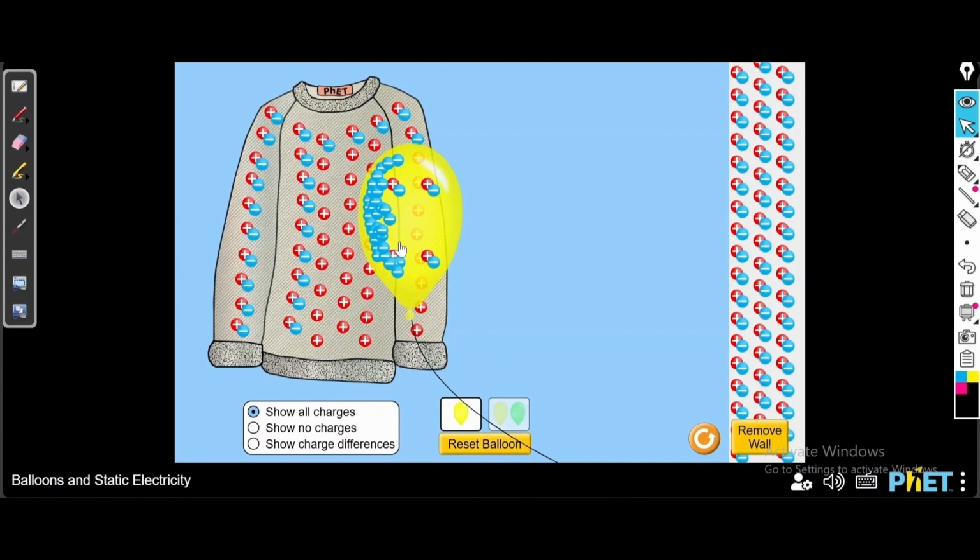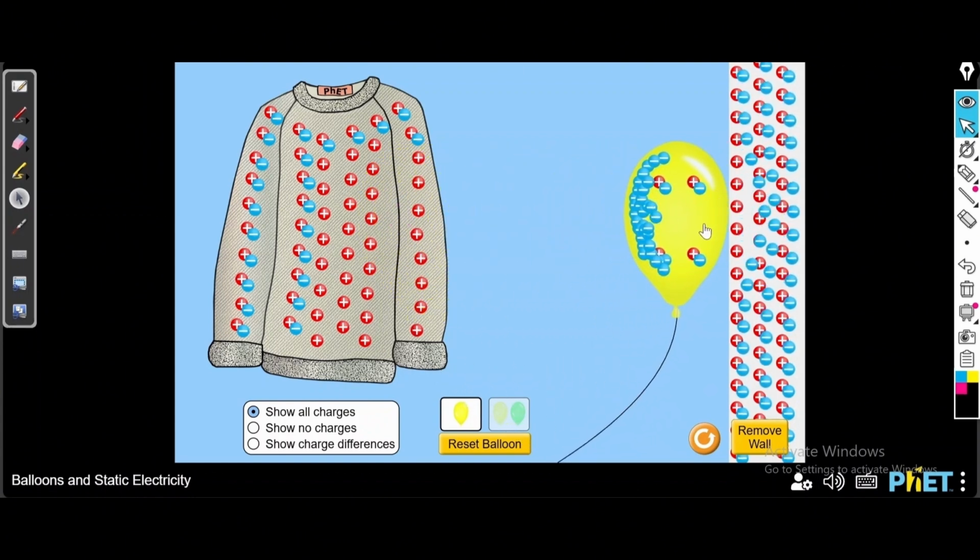So now what will happen if we bring this balloon towards this wall? Here the number of negative charges on the balloon is greater. So these negative charges repel the negative charges of the wall, due to which positive charges are left on this side of the wall. Here are the positive charges. Similarly, there are excess negative charges on the balloon.